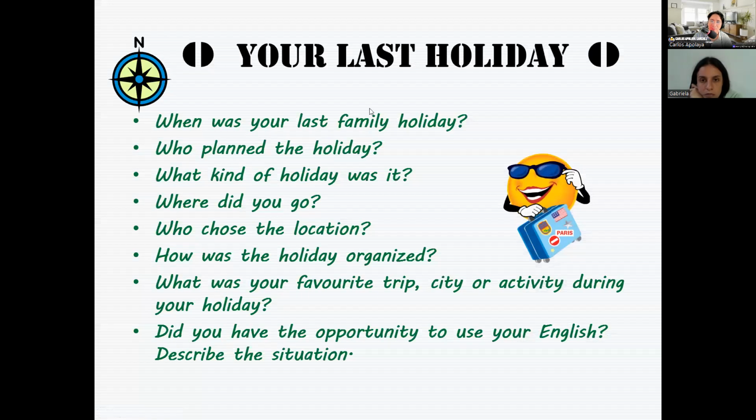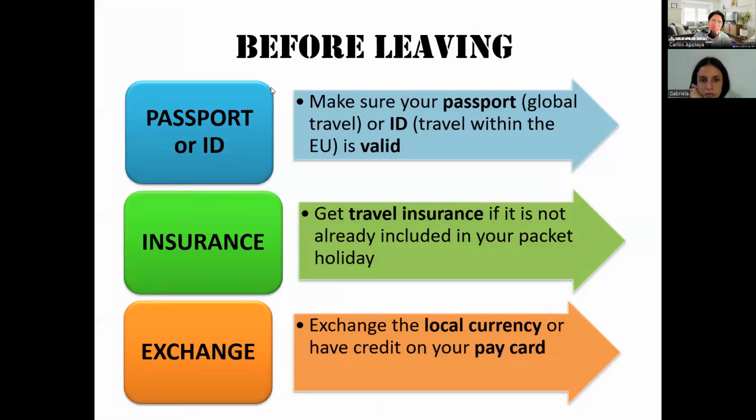So here we have some questions. When was your last family holiday? But we are going to skip this super quickly. Y ahora sí, aquí está, antes de irnos. Passport or ID. Make sure your passport, your global travel or ID travel within the UE is valid. Recuerda que tu ID es tu identificación que solamente funciona dentro del país. Y tu passport es tu pasaporte que te funciona en todo el mundo. Insurance se refiere a your travel insurance if it's not already included in your packet holiday. Es tu seguro de viajes.